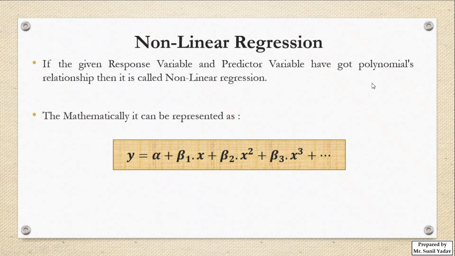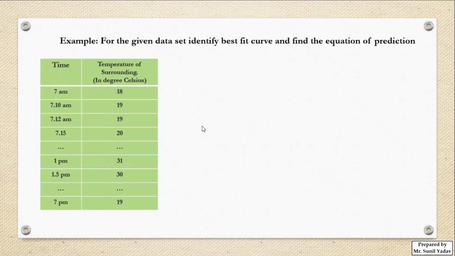Now in a better way we can understand nonlinear regression with the help of an example. If you read the example here, in the training set two columns were there. The first column has time data and the second column has the temperature of the surroundings. Here the data is gathered from morning 7 a.m. up to 7 p.m. evening, and at morning 7 a.m. the temperature was noted, and that time the temperature was 18 degrees Celsius.